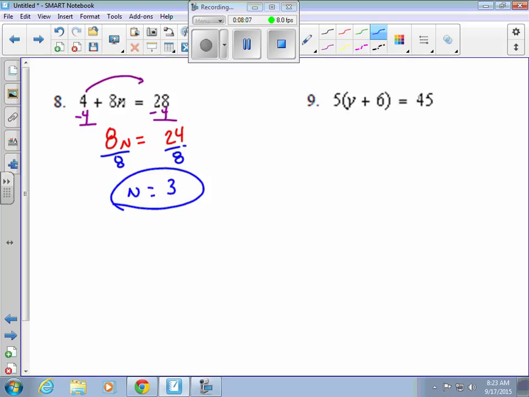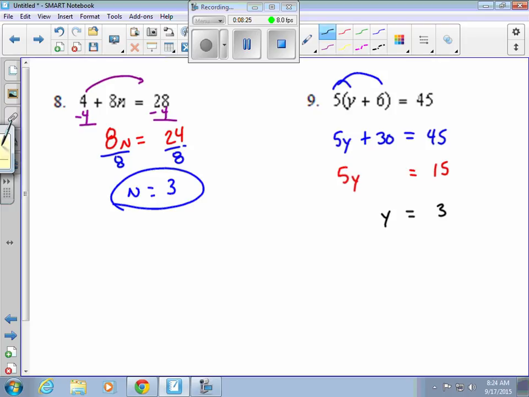5 times y plus 6 equals 45. Distribute: 5y plus 30 equals 45. Again, undo plus 30 on both sides. 5y equals 15. Undo 5 times on both sides by dividing by 5. y equals 3. Again, that's showing every step without showing the arithmetic. Most of y'all, almost all of y'all can do that. If you need to put the other steps in, it's totally fine, and it's completely acceptable.